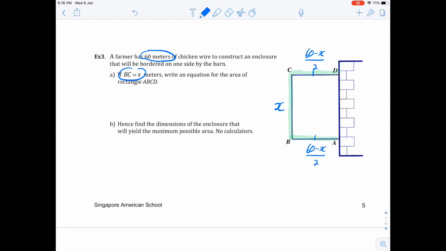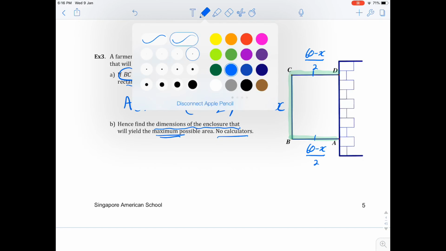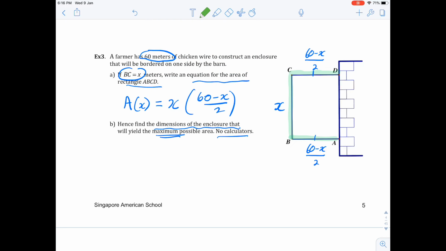Okay, equation for the area of the rectangle, area of course length times width, base times height, either way. And so our area, A of x, area in terms of the variable x, will be x multiplied by 60 minus x over 2. Hence find the dimensions of the enclosure that will maximize, and so hence the optimization problem. And here we're going to avoid using calculators.